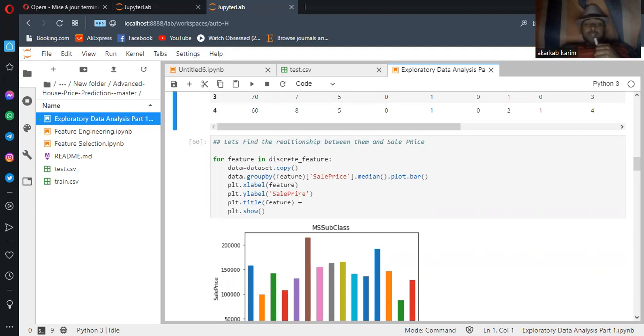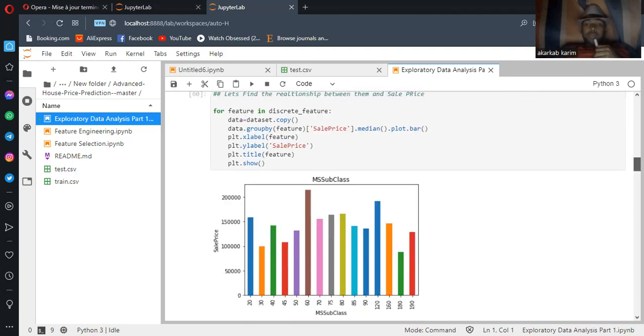If we look at this x-label, it's a feature, the name of the feature we are interested in. And for the y-label, it's a constant, the sales price. I give a title for each one of them because here we are looking over all these discrete variables. That means I put the name of each feature concerned. Well, I apply this show here to show you the variables we have.